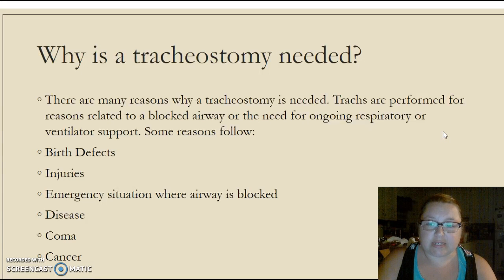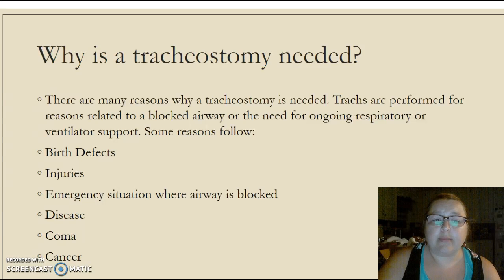Why is a tracheostomy needed? There are many reasons why a tracheostomy is needed. Trachs are performed for reasons related to a blocked airway or the need for ongoing respiratory or ventilator support. Some reasons are birth defects, injuries, major injuries that involve the mouth and nose, an emergency situation where an airway is blocked. This could also result in an emergency tracheotomy, disease, coma, or cancer.